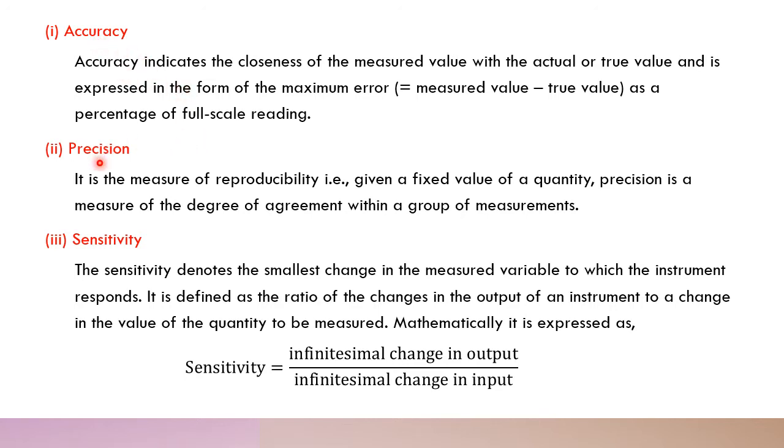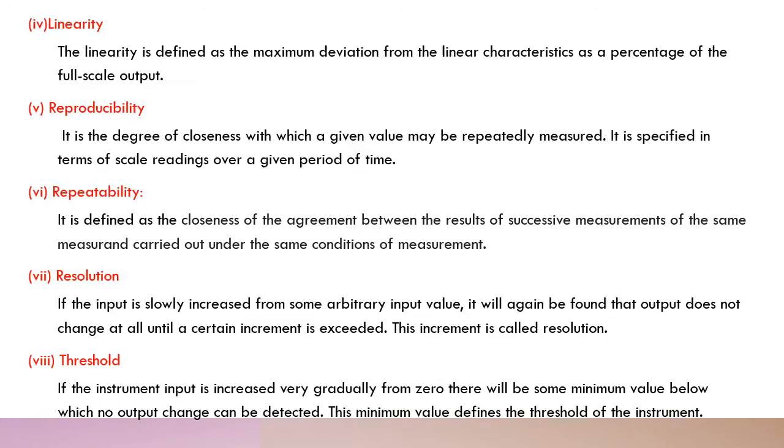And next, precision. Precision means some group of measurements that takes place and how much it is closer, and then which value is closer, that value is taken as a precision value. The third one is the sensitivity. Sensitivity means it is the ratio of change in the output to the change in input. When there is a change in input, there will be small change in the output also. The ratio between these two is called sensitivity.